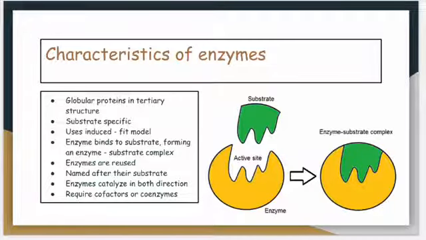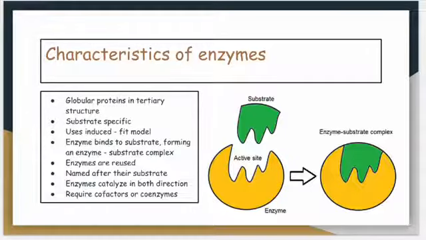There are many characteristics of enzymes, but they can be summarized in a few bullet points. Firstly, enzymes are globular proteins that exhibit the tertiary structure. If you don't know the difference between protein structures, I suggest that you look at my 4 biomolecules video that I'll put a link to in the description. Number 2, enzymes are substrate specific, which means that only a specific substrate can fit in the enzyme, like in the diagram. Number 3, the induced fit model describes how enzymes work.